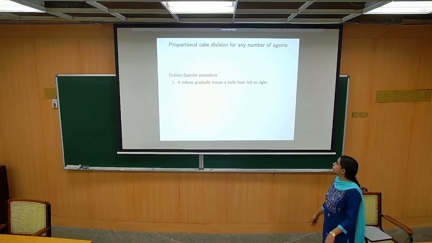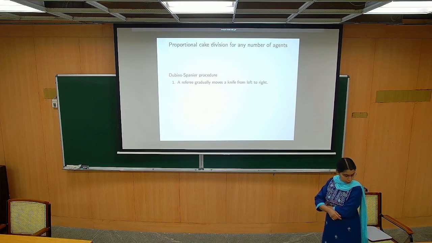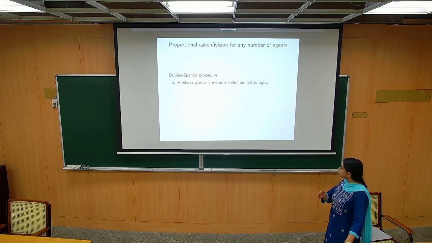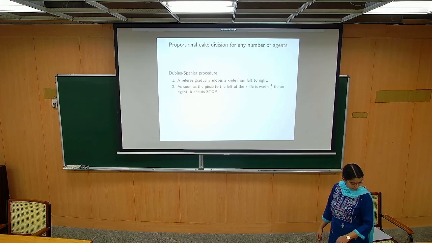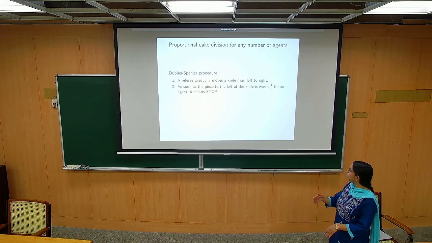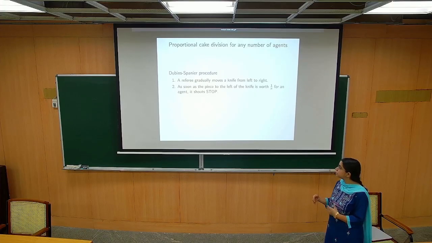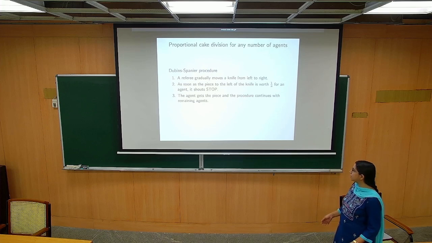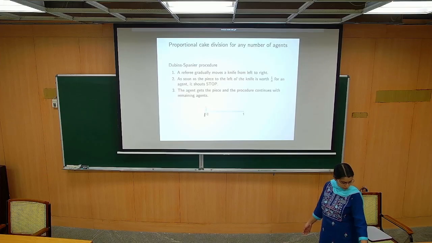So let's see a proportional cake division now for an arbitrary number of agents. This is called the Dubins-Spanier procedure, and this is also a very intuitive procedure where a referee gradually moves a knife from left to right, starting from the leftmost point of the cake, and as soon as the piece to the left is worth 1 over n for any agent, the agent says stop, and then that piece goes to that agent, and the procedure continues with the remaining agents and the remaining portion of it. Here is a small illustration for 3 agents.